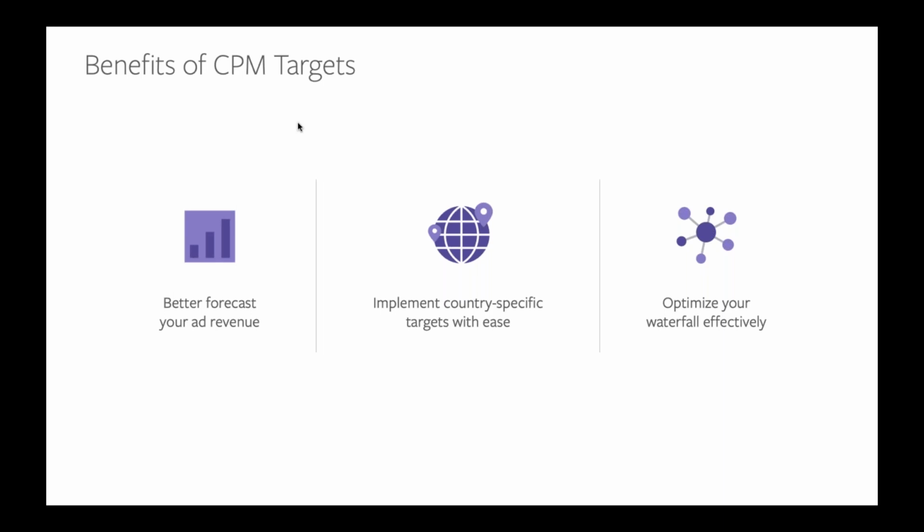So it also allows you to implement country-specific targets. You can set up the country, the region, and rest of world CPM targets, and it's customized to your needs, and apply these geographical segments within your app and properties to save you valuable operation time. And then finally, it also optimizes your waterfall effectively, right? CPM targets will enable you to access demand from high quality Facebook advertisers at various price points within your waterfall, and it'll allow you to better manage your demand sources and optimize your revenue.